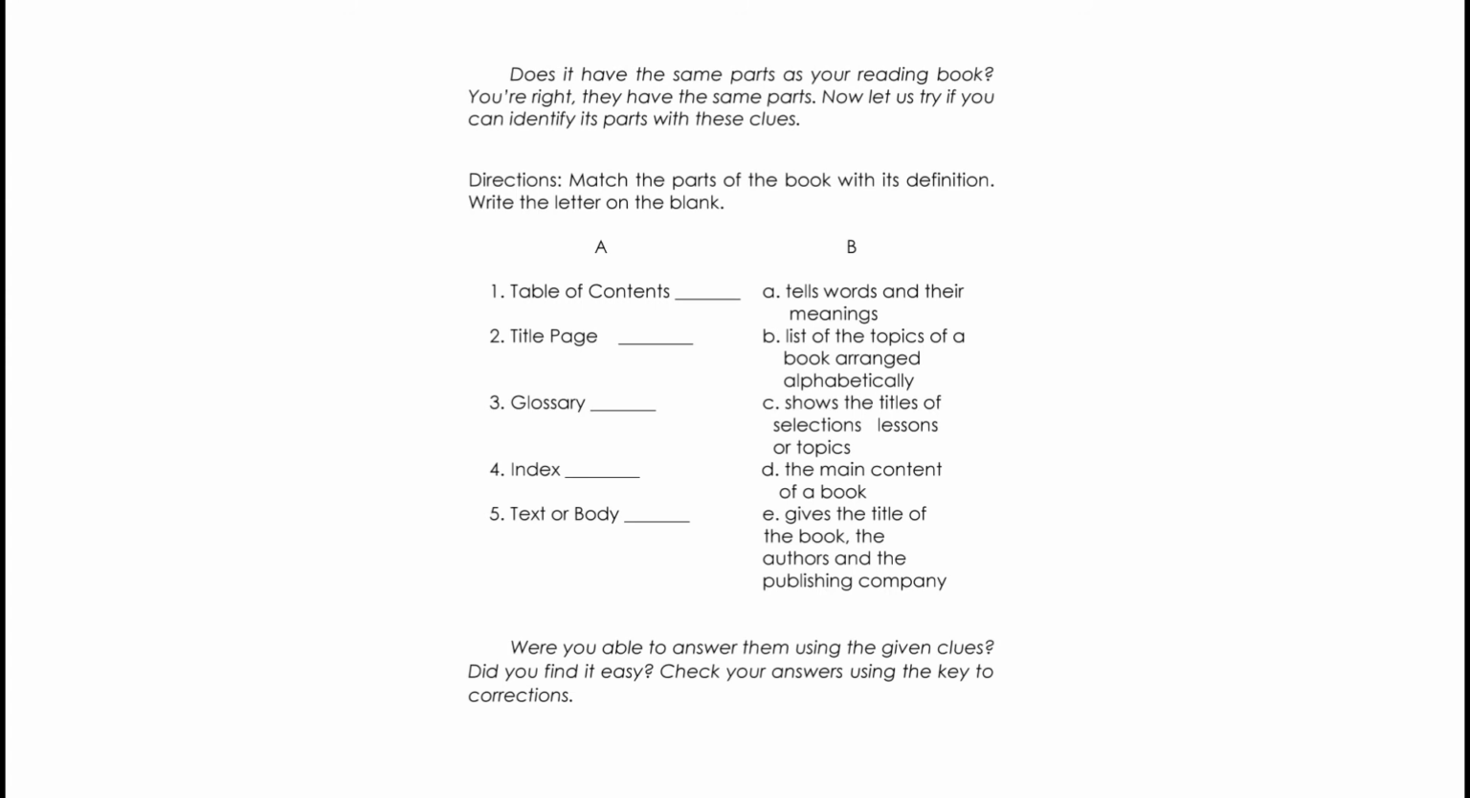A. Tells words and their meanings. B. List of topics of a book arranged alphabetically. C. Shows the titles of selections, lessons, or topics. D. The main content of the book. Or E. Gives the title of the book, the authors, and the publishing company. The correct answer is letter C. Now you answer number 2, 3, 4, and 5.